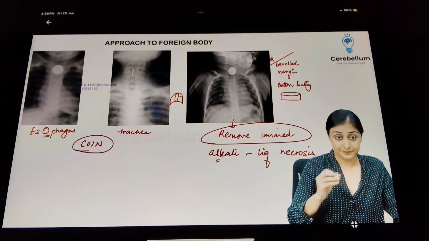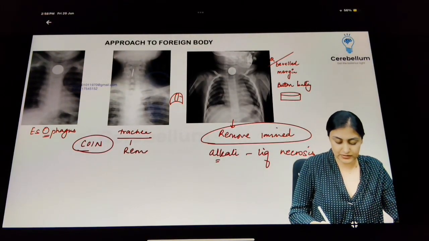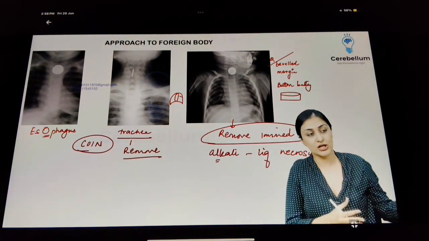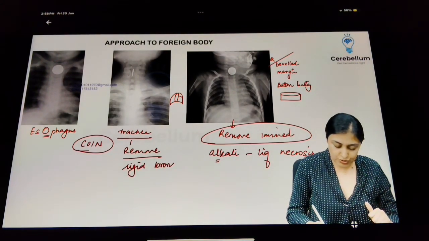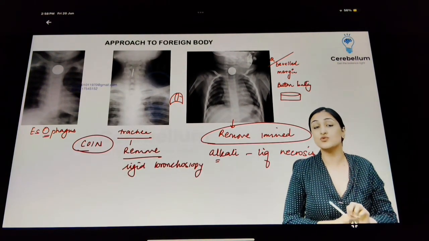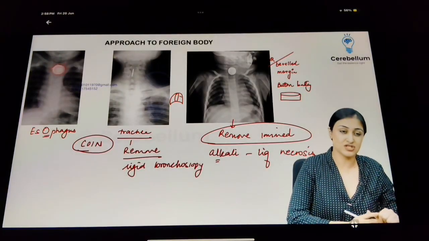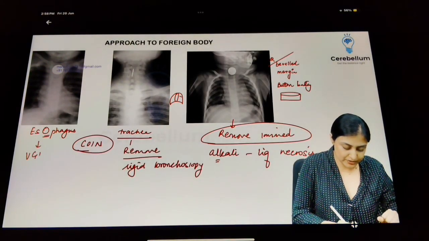On the other hand, a coin in the trachea, again, you have to remove, you're going to remove it with a rigid bronchoscope because rigid bronchoscope is therapeutic, flexible bronchoscope more for biopsies, more for diagnostic procedures. So remove using rigid bronchoscope. Whereas if it's in esophagus or GI tract, now you need to see the position. If it is stuck here, right, if it's stuck in between the esophagus, then you have to remove it with our GI endoscopy.